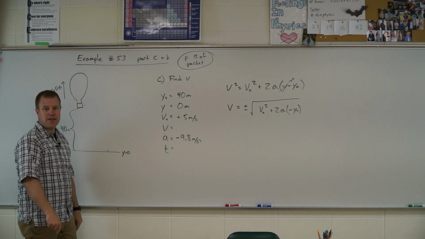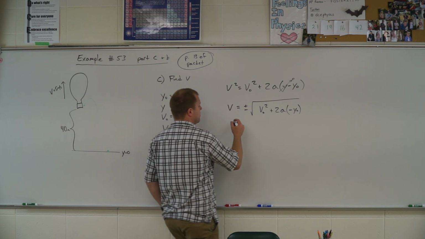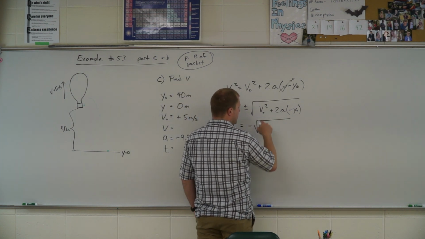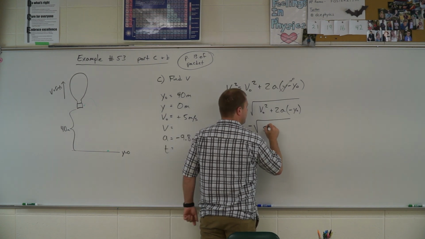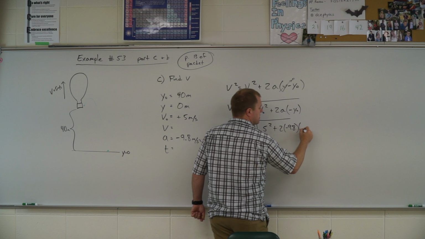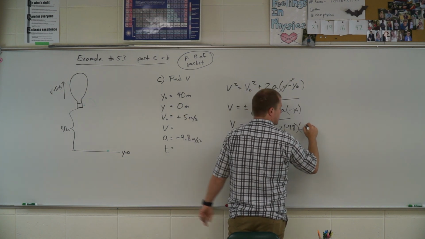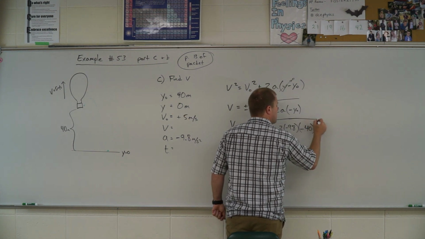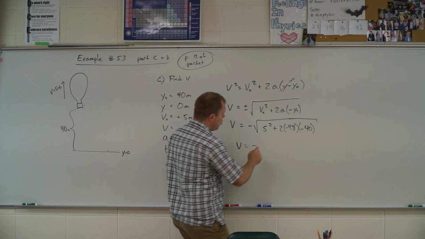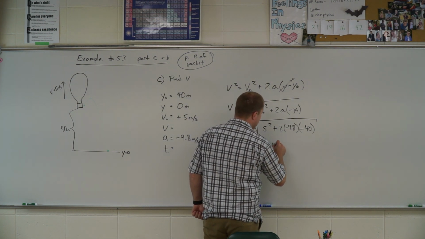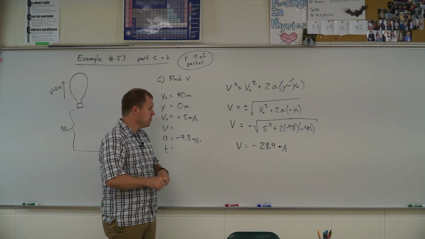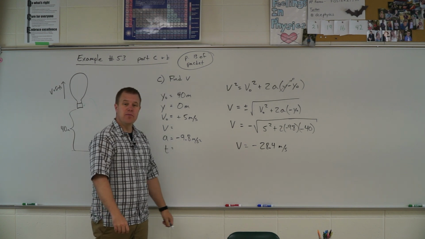Going down, the velocity is going to be negative at that point. So here my velocity is going to be negative the square root of the initial velocity squared, so 5 squared, plus 2 times negative 9.8 times negative, and then my initial height, which was 40. Plug this in your calculator, you should end up with something like negative 28.4 meters per second. So it's moving pretty fast when it strikes the ground.